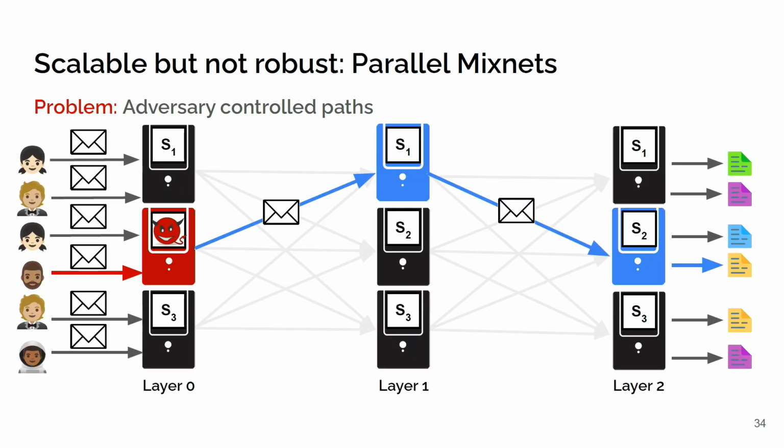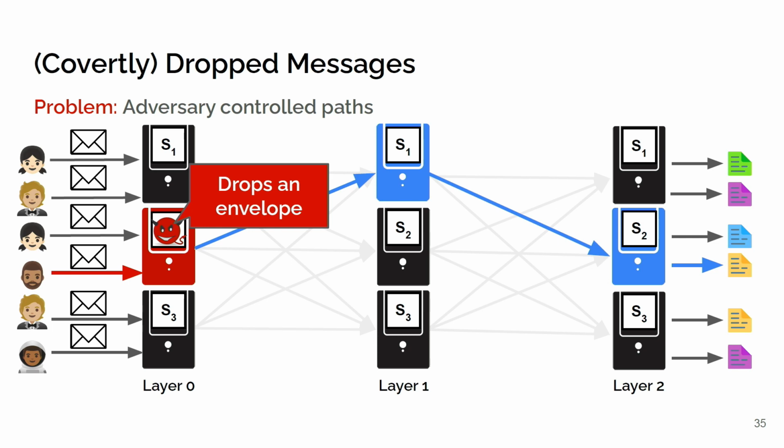Some of these servers are controlled by adversaries. So let's imagine that your message was supposed to take this path through the parallel mixed-net. But this first server happened to be an adversary. What this adversary could do is they could just not forward your message. They just wouldn't send it to the other servers. And what would happen is your message would no longer be output.